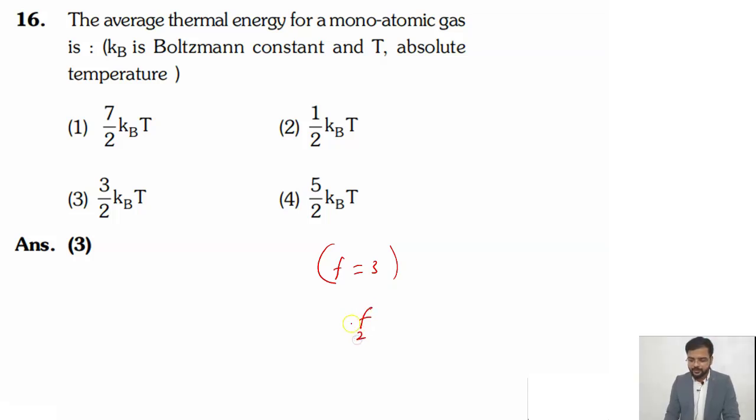F by 2. See, I am writing the formula here. The average energy formula is F by 2 kT, correct? Here k is the Boltzmann constant, T is the absolute temperature. We know that here it is a monatomic gas, so the degree of freedom should be 3 over here. So if I put that in, we will get 3 by 2 Kb into T. So answer number 3 is correct over here. Okay, let's see the next question.